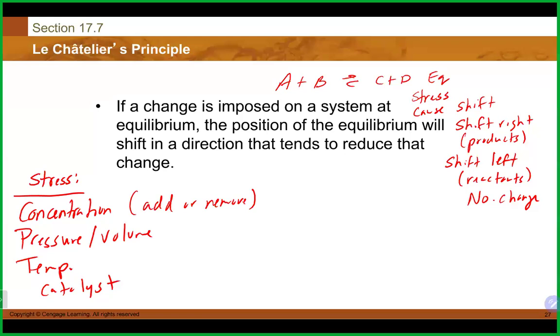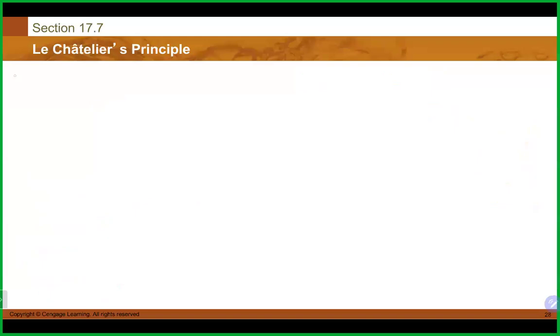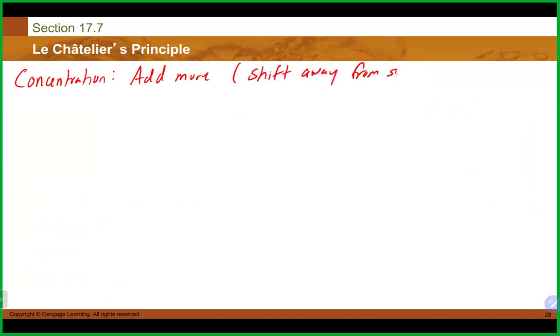So we're going to talk about all these again, and we'll get into the ones we didn't really talk about the other day. We'll start with concentration. In terms of concentration, the two things you could do is add more. When we add more, it will typically shift away from the side you added it to. That means if you add reactants, it will go towards the products. If you add products, it will go towards the reactants.